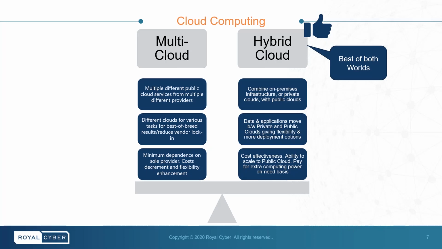But the best one would be to be on a hybrid cloud, because there is on-prem, there are private clouds and the public clouds involved in hybrid cloud, whereas multi-cloud mostly deals with public clouds only.